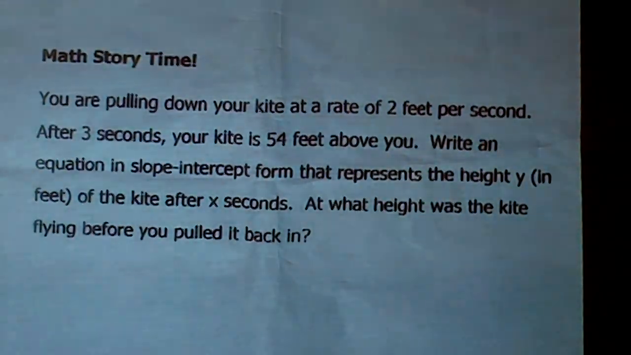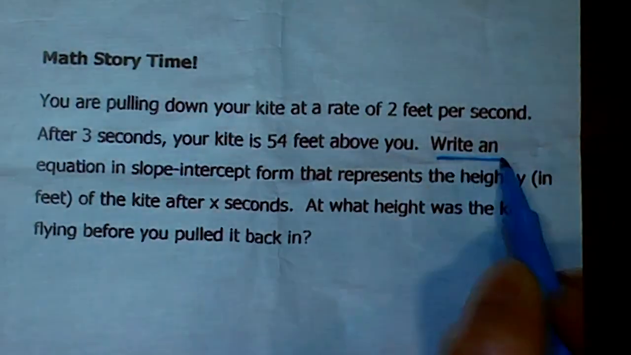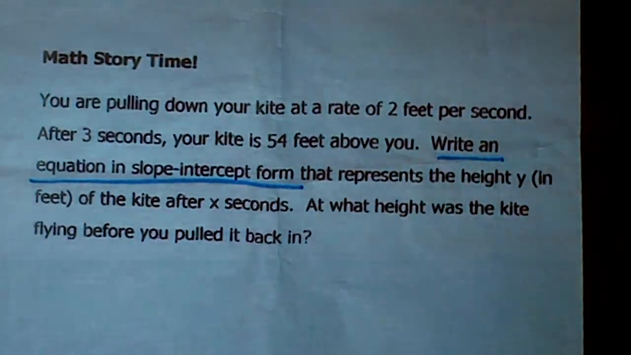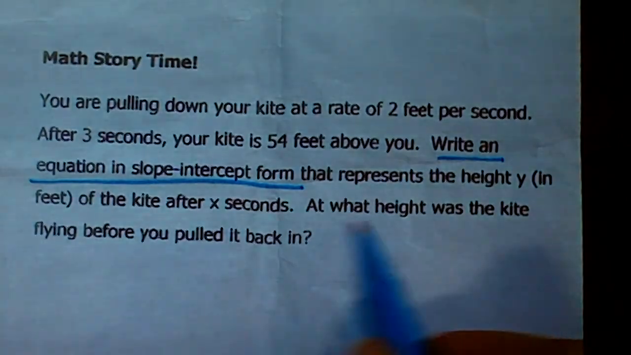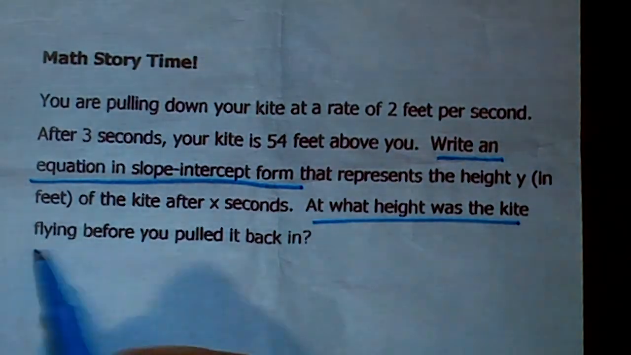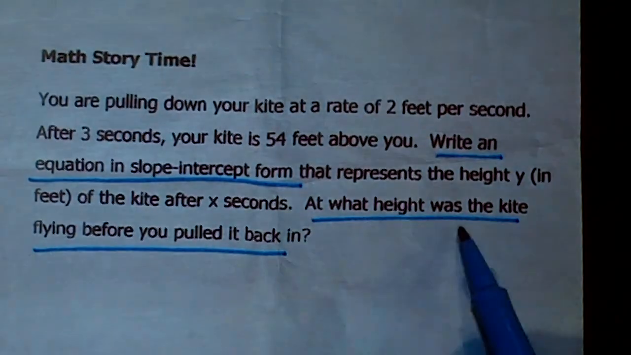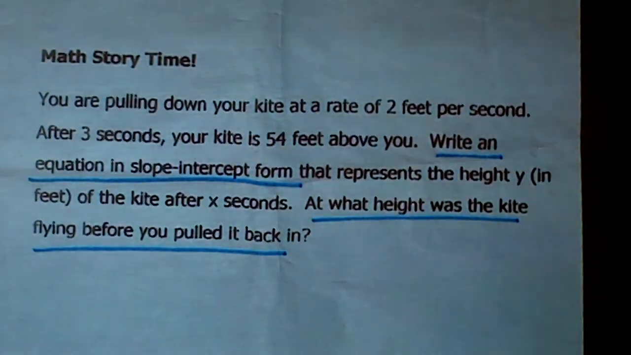Whew! Okay, so what are we trying to do? I think there's 2 questions we have to answer. The first thing says we're supposed to write an equation in slope-intercept form. The second thing we have to answer is, at what height was the kite flying before you pulled it back in? Now, when I ask you at what height the kite was flying before you pulled it back in, that's actually the same thing as the y-intercept. That's what happens when x equals 0.